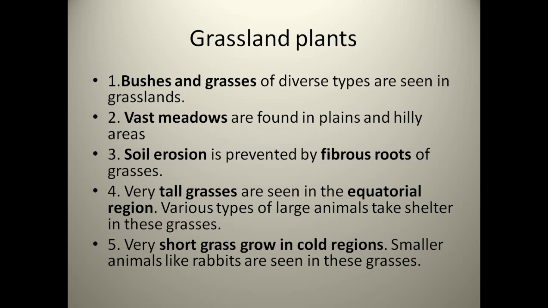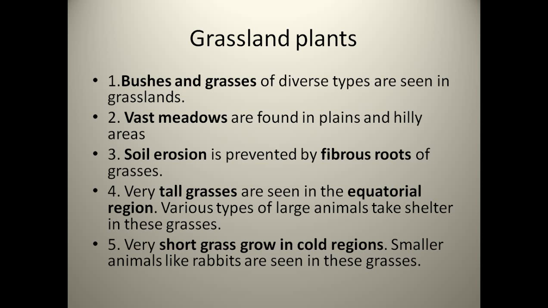Now the fourth point: very tall grasses are seen in the equatorial region. Various types of large animals take shelter in these grasses. The large animals take shelter in these long grass areas, and this protects the grasses from cutting. Because we might be scared of cutting the grasses, as big animals might be present inside. So this is all adaptation done by nature to save the tall grasses.